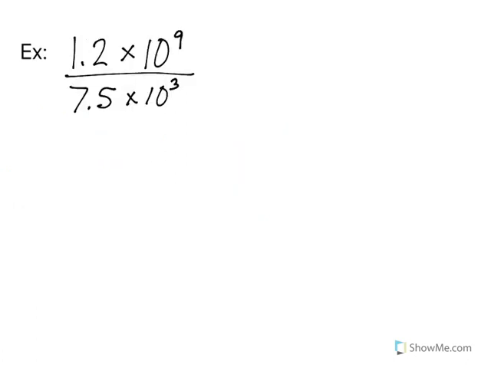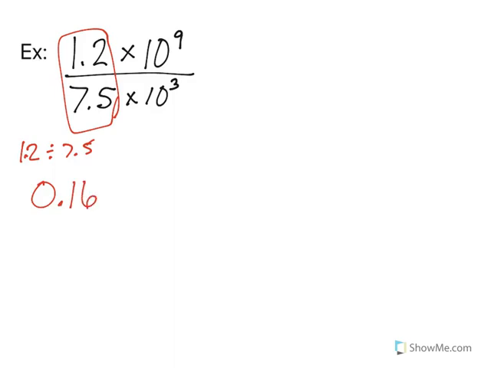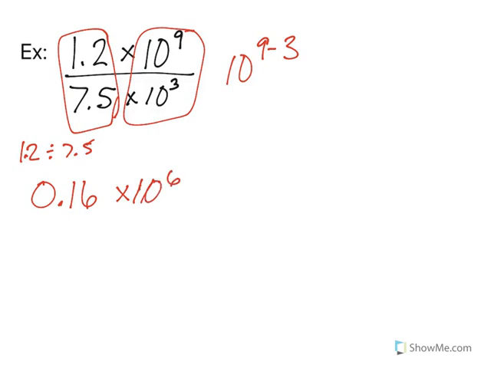Great, great. One more. Dividing 1.2 times 10 to the 9th divided by 7.5 times 10 to the 3rd. So I divide 1.2 divided by 7.5, and that gives me 0.16. Again, alarm bells should be going off because that is less than 1. For scientific notation, that has to be between 1 and 10. Now when I do my base 10 numbers, I subtract my exponents, and I get times 10 to the 6th. Not your final answer.